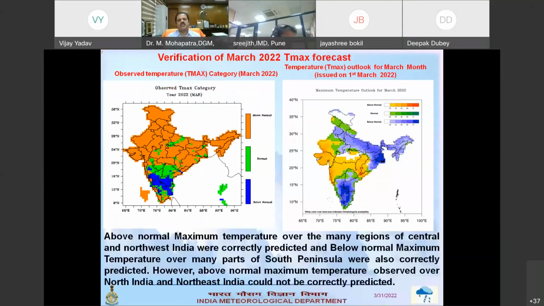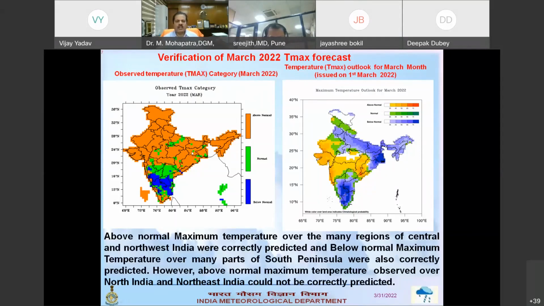Now, if you look at the verification of the March 2022 maximum temperature, we predicted on the 1st of March that there would be higher than normal temperature. On the right hand side is the forecast. We told that there would be above normal temperature and hence heat wave conditions over central parts of the country, extending from Gujarat and South Rajasthan up to Odisha and North Andhra Pradesh.